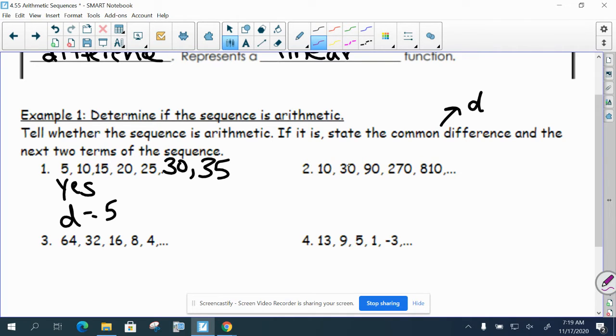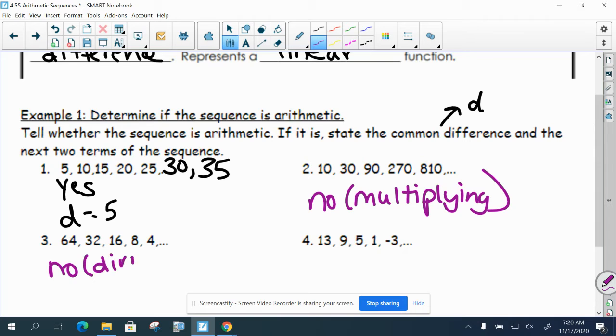Number 2, 10, 30, 90, 270. So it looks like here we're multiplying by 3. So if you're multiplying, then that would not be linear. Okay, number 3, that's 64, 32, 16, 8, 4. Here you're dividing by 2, so this would also be no because you're dividing.